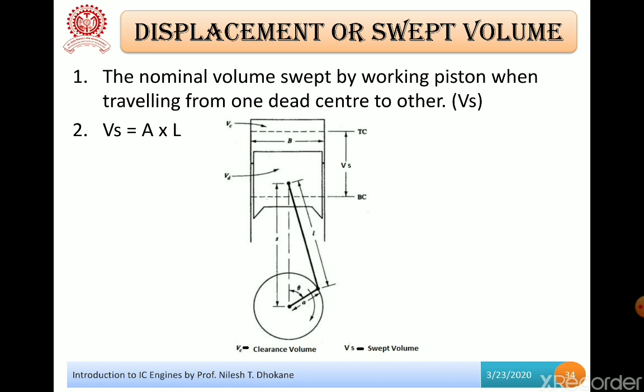And the volume above the piston when the piston is at top dead center is called the clearance volume. Here you can see from the top dead center some dotted line is there, so above that VC is written, so this is the clearance volume. And the volume through which the piston moves is called the swept volume.